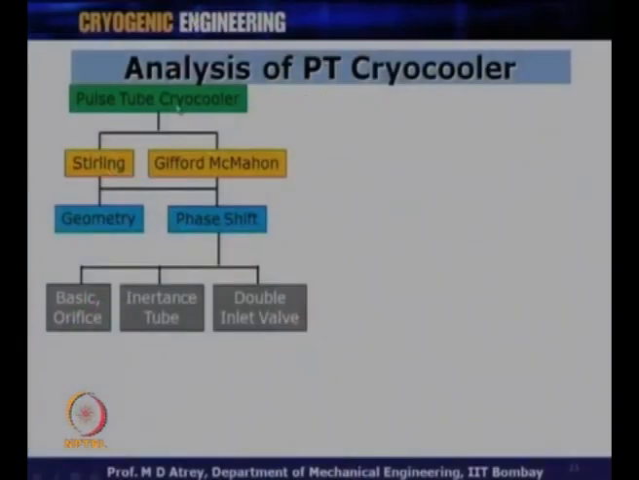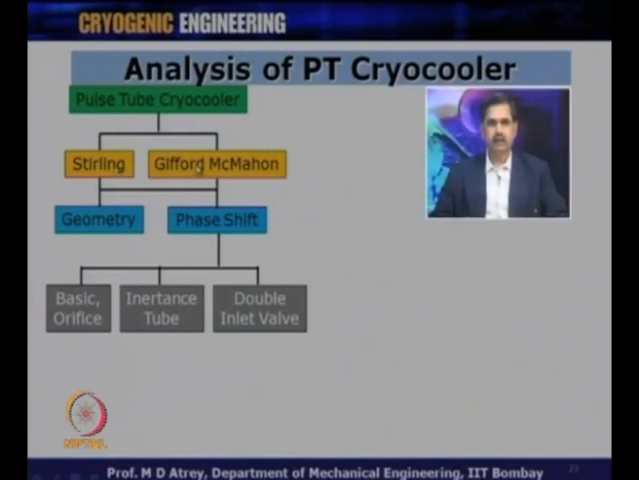So, after understanding this pulse tube cooler classification, let us see now the analysis of the pulse tube cryocooler. We just saw that for the pulse tube cooler we have a Stirling type and a Gifford-McMahon type, and we saw the classification based on the geometry. And now let us understand the phase shift mechanism. We have shown here that based on the phase shift mechanism, we can further classify the pulse tube cooler as basic type, orifice type, inertance tube type, and double inlet valve type pulse tube cooler. Basically, these are nothing but the phase shift mechanisms which are important to bring cooling effect, to get more and more cooling effect in the pulse tube cryocooler.